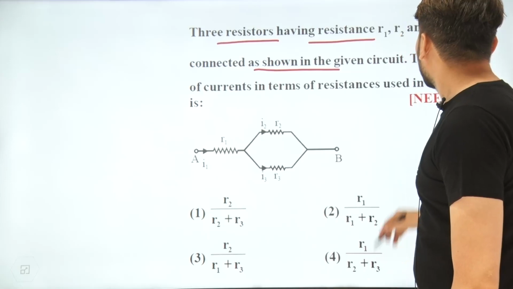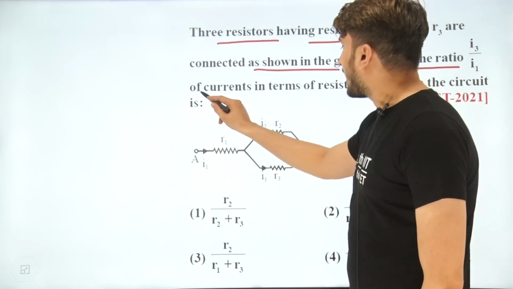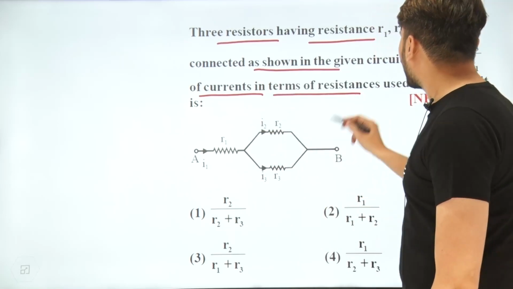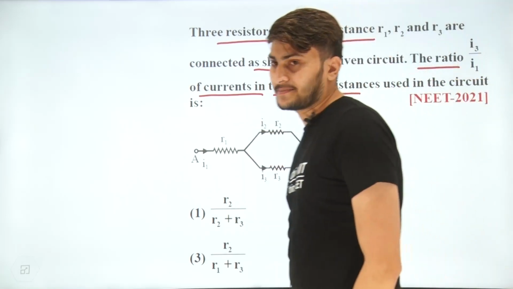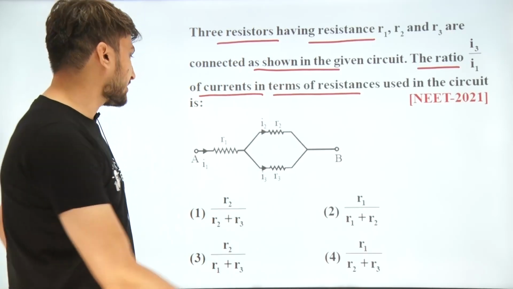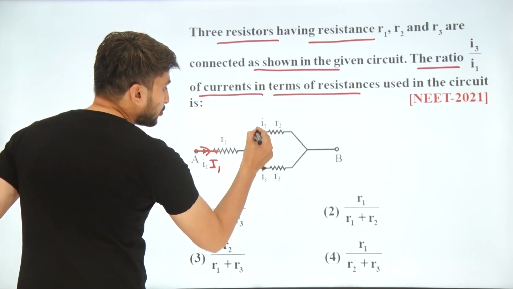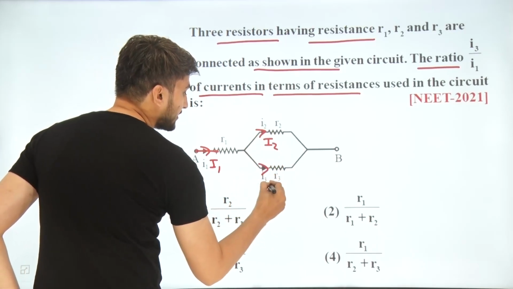Hello students, the question is asking: three resistors having resistance R1, R2 and R3 are connected as shown in the figure. Now the ratio of current I3 by I1 in terms of the resistances used in the circuit is? Basically students, we are given a circuit where a current I1 is flowing and it is divided into two currents, I2 and I3.